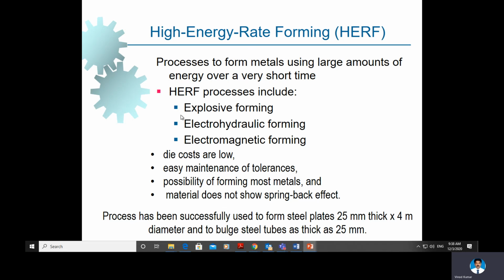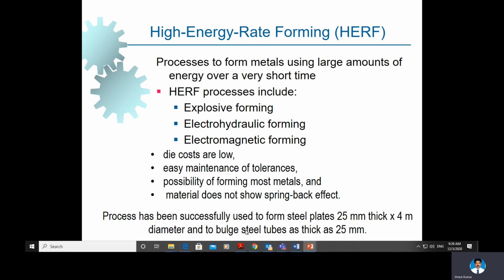So here, as you could see, the die cost is low, maintenance is easy, and it is possible to form most of the metals. Material does not show any spring back effect. As we studied in bending, one of the problems associated with sheet metal working or bending operation is spring back effect, which is absent in high energy rate forming. So they are successfully used to produce steel tubes from steel rods. Steel tubes can be produced.